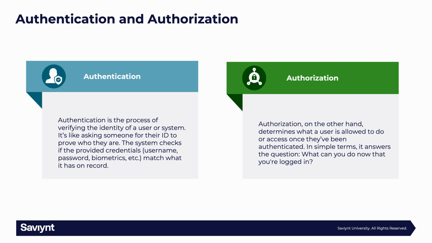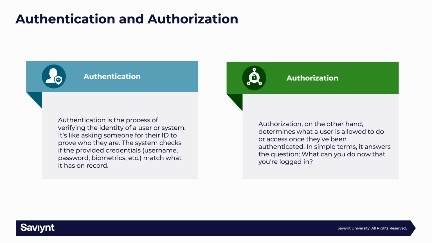It's like asking someone for their ID to prove who they are. The system checks if the provided credentials, such as username, password, biometrics, etc., match what it has on record. For example, you log into a website like Facebook by entering your username and password. The system then checks its database to confirm whether your username and password are correct. This process is authentication, because it is simply confirming that you are who you say you are.